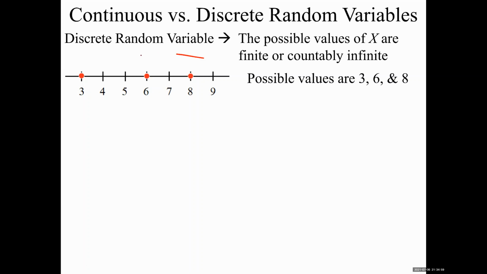When you look at this picture, it's a bunch of dots with gaps in between. So there's a gap right here between 3 and 6. There's another gap here between 6 and 8. That makes it a discrete random variable if it has gaps.